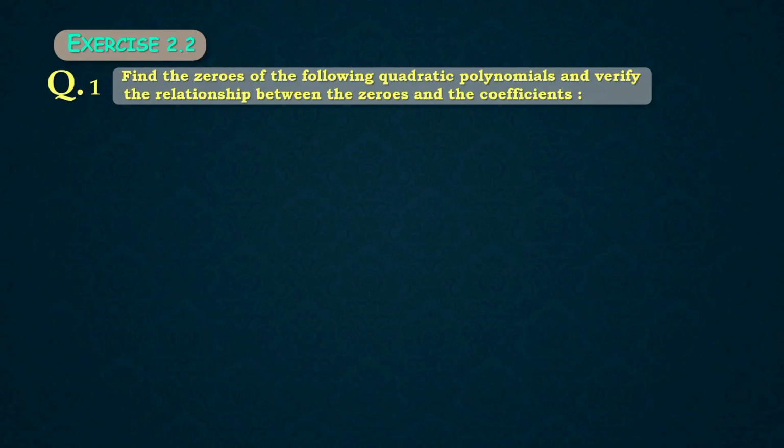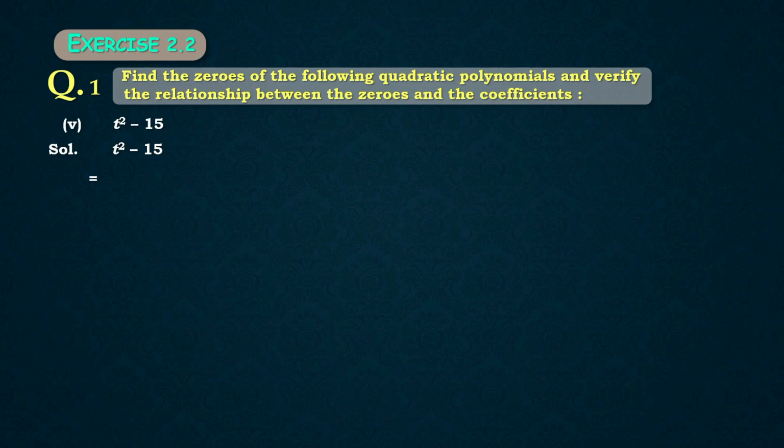Now let us solve question 1, part 5. We are given the quadratic polynomial t squared minus 15. This expression is a difference of two squares. We know the identity: a squared minus b squared is equal to a plus b multiplied by a minus b.